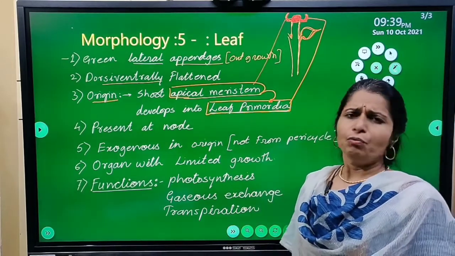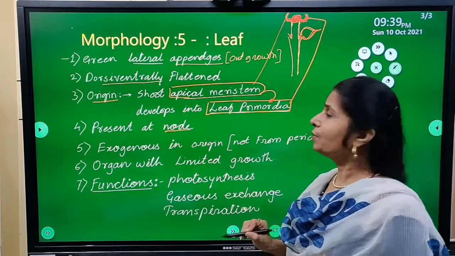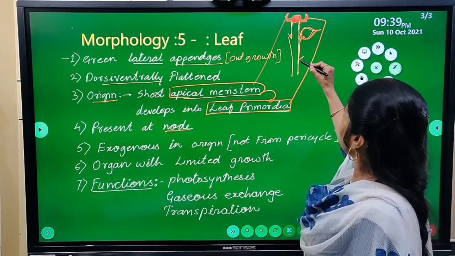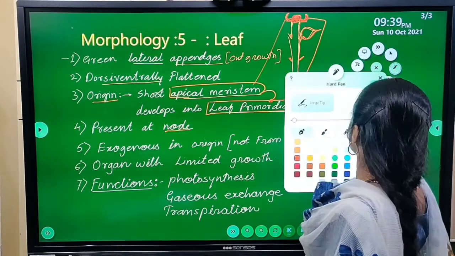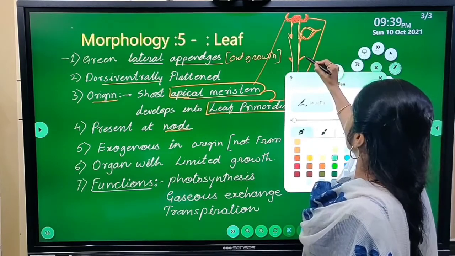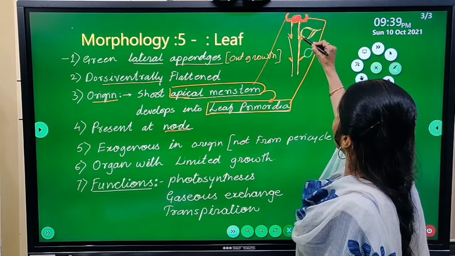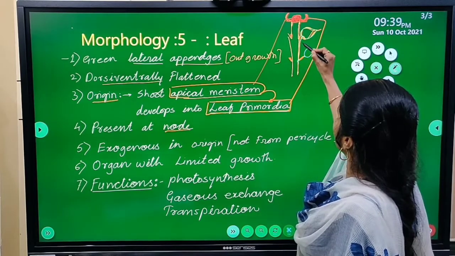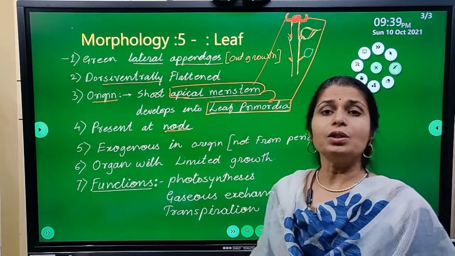Okay, then we have already discussed. It is present on nodes. Okay, node मतलब plant का वो part, stem का वो part जहाँ पे leaves present रहेंगे. So leaves are present on the nodes.